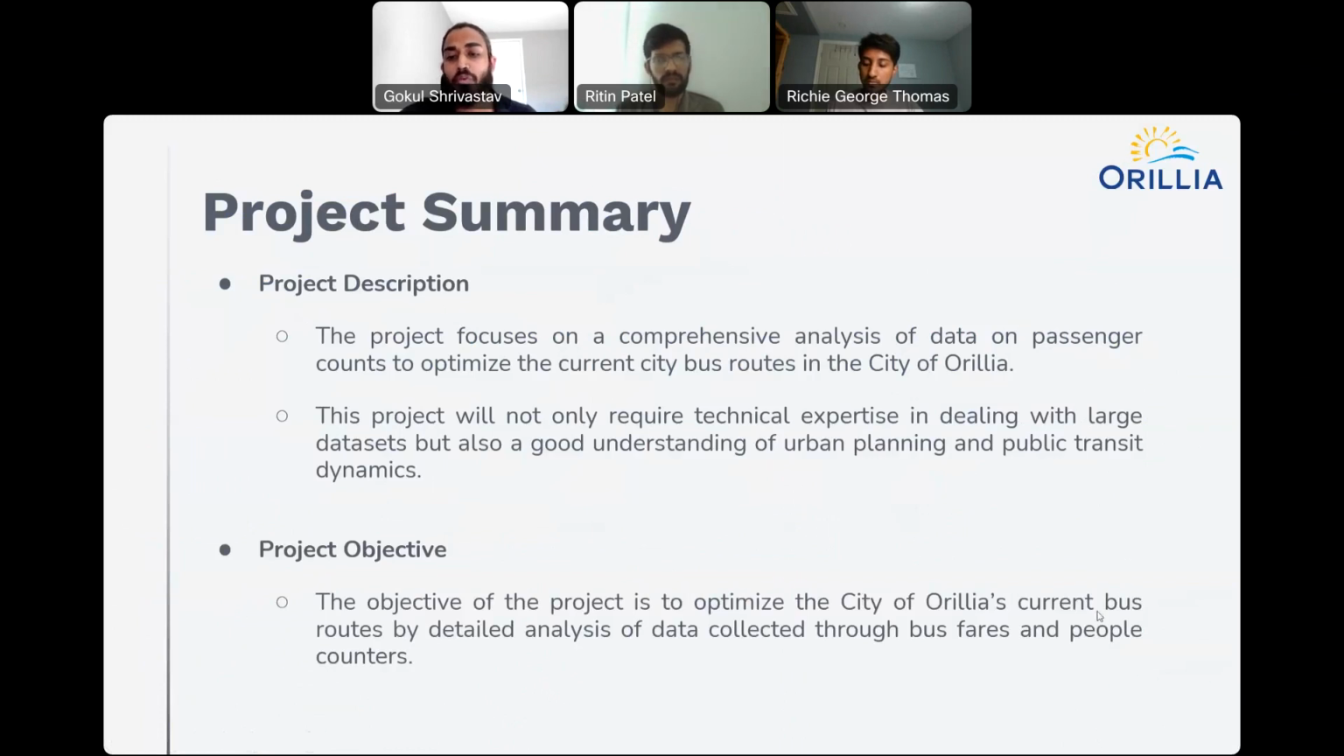We are also required to have a good understanding on urban planning and transit dynamics. Our objective is to optimize City of Orillia's current bus routes by performing detailed analysis of data on bus fares and people counters.